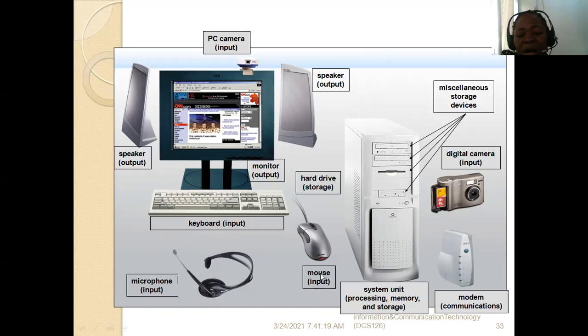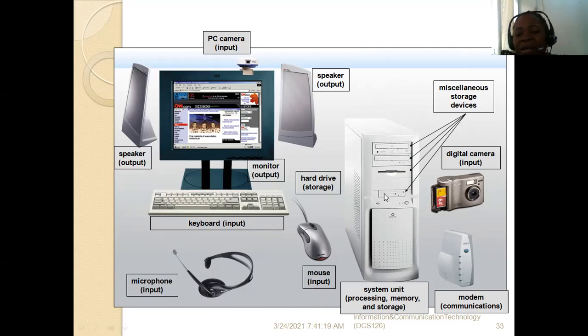Then you have a mouse, which is also an input device. So on this picture alone, you can find 3 input devices: the keyboard, the microphone, and the mouse. They are all input devices. And then the 4th one, the PC camera. That's where there is a camera. So it comes in as an input device. And here also you have the speaker, which is an output device. The monitor is an output device. Now there is no printer here, so I cannot add the printer at this point, but we are still going to talk about these devices in detail.